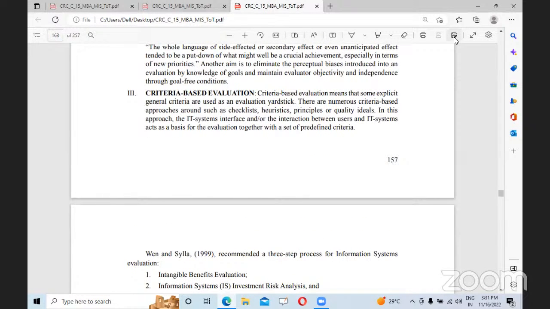Criteria-based evaluation means that some explicit general criteria are used as an evaluation yardstick. There are numerous criteria. In this approach, the IT system interface and the interaction between users and the IT system act as a basis for evaluation with regard to the system of predefined criteria.